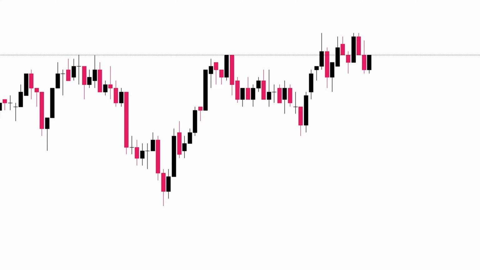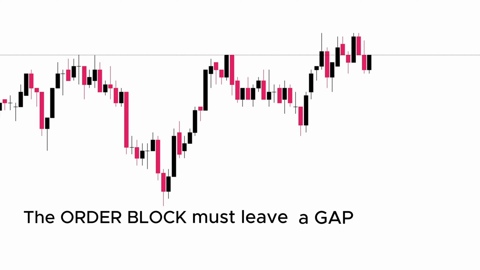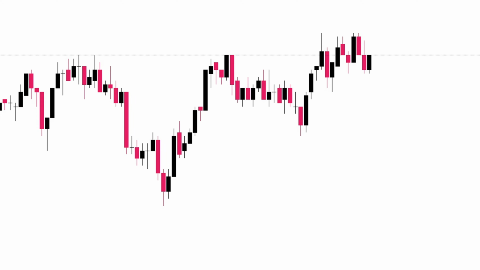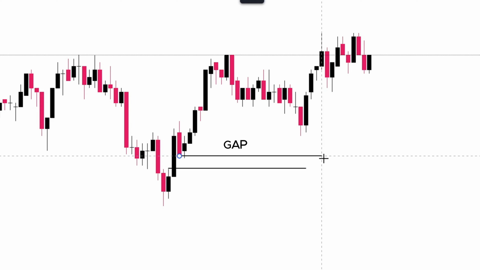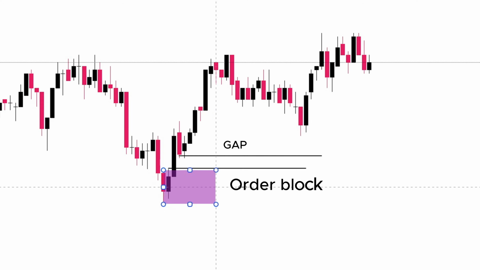The second rule is the order block must leave a gap as a market inefficiency indication above the order block. Such in this situation, we see the liquidity sweep and the gap above the order block. This combination indicates that institutions have left a significant inefficiency that they have to fill later on. And the order block being the institution's entry price that we want to follow.